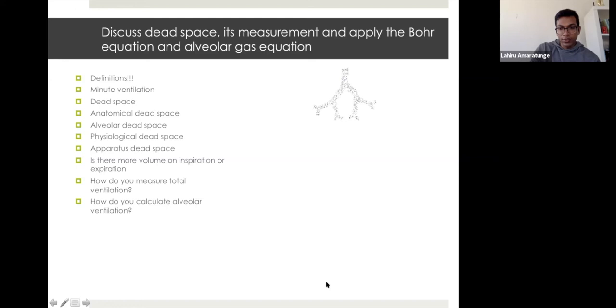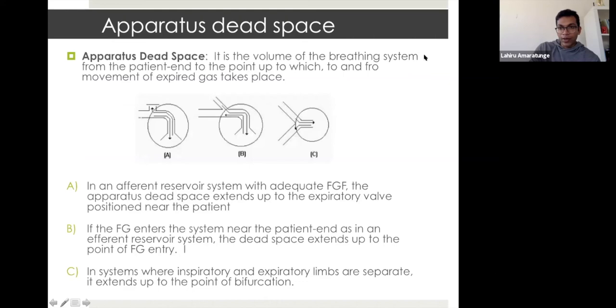Apparatus dead space is anywhere up to the point at which to-and-fro gas exchange takes place. So in our circuits, it's the Y intersection. I can just imagine that being some kind of viable question or an MCQ, which would be useful to remember. So that portion beyond the Y connector, up until that point is apparatus dead space. Sorry, beyond that point to the patient. Oh, beyond. Okay, right. So if you imagine the Y, the filter, the elbow, and the ETT or the LMA, that's all your apparatus dead space.